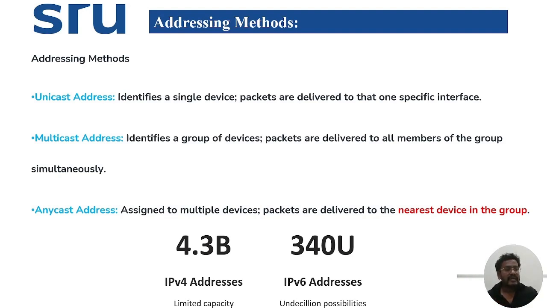Then next, anycast address. So addressing multiple devices, packets are delivered to the nearest device in a group. Whichever device is nearest, the packet is delivered to that device in that group.